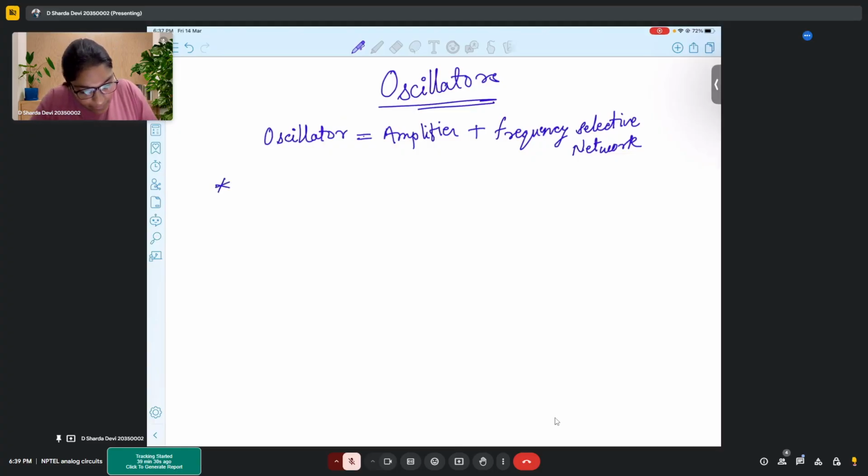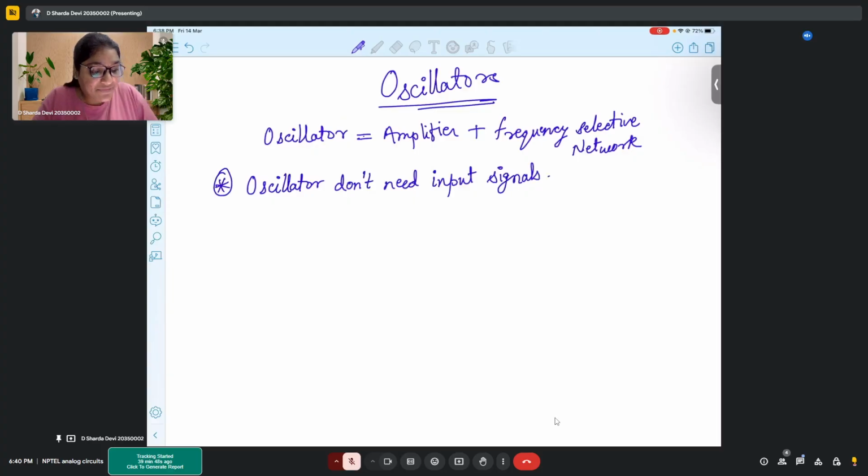So the thing that we need to keep in mind is, oscillators don't need input signals. See, again, I'm specifying that a signal is not the power supply. Signal is the input signal that you provide. So it is some waveform that you provide into the circuit. We call them signals. Most of the time, these are AC in nature. So AC signals, we call them signals, right?